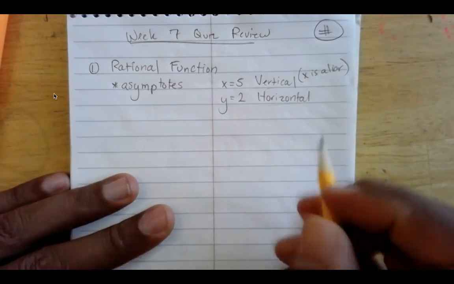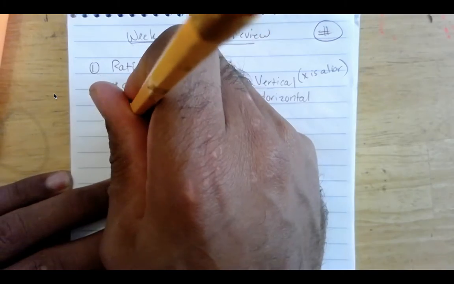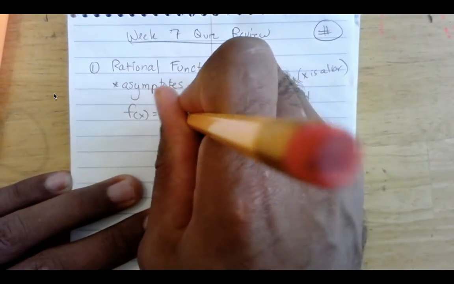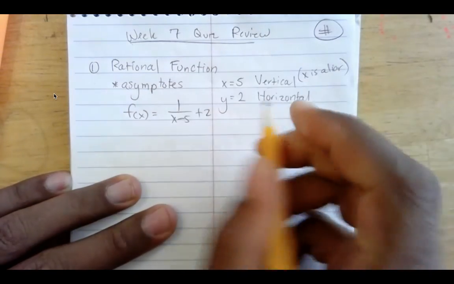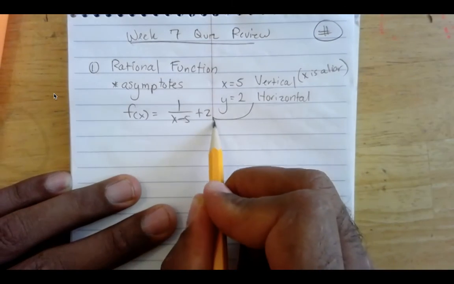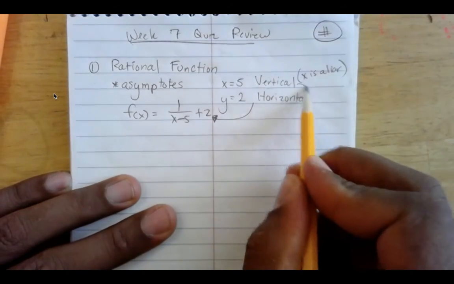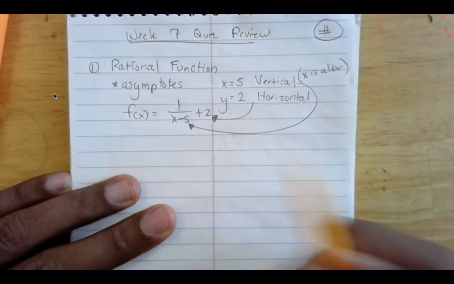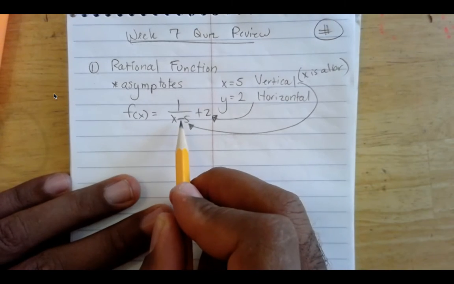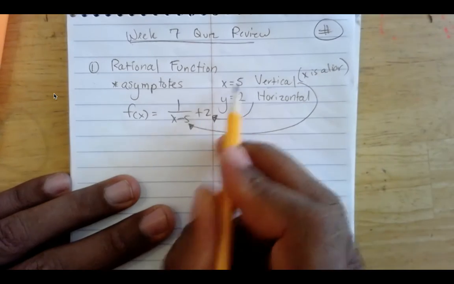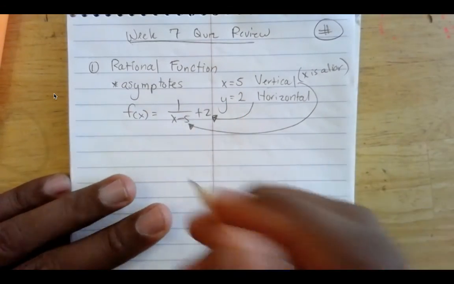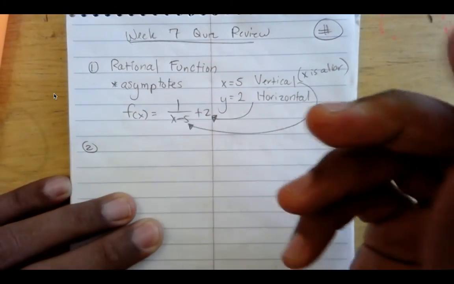The function for that one is f of x equals 1 over x minus 5, plus 2. Remember that the horizontal asymptote comes from that number there, and the vertical comes from that number there. If that number is negative, then the vertical is positive, whereas if it's positive, then it's negative. All right, so next one.